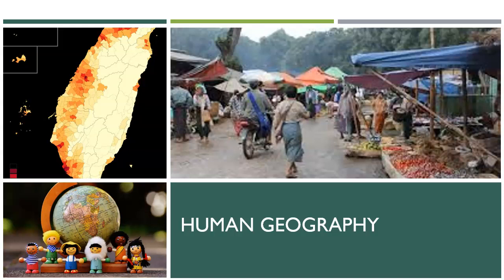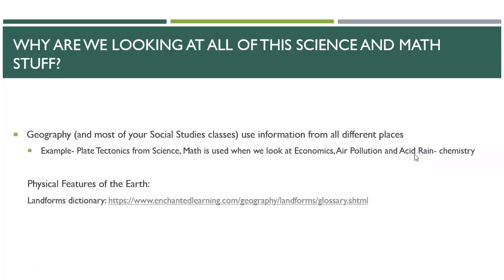And then the other side is looking at human geography. So we might look at the different cultures, looking at what people wear, what their religions are, what their language is. We might also look at population. So this is a population density map. And further into the lesson, it starts to pull in all of these other subjects.